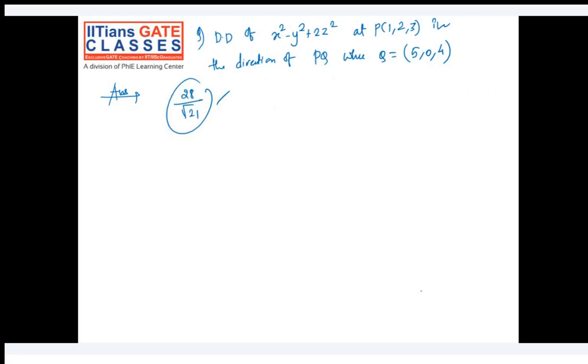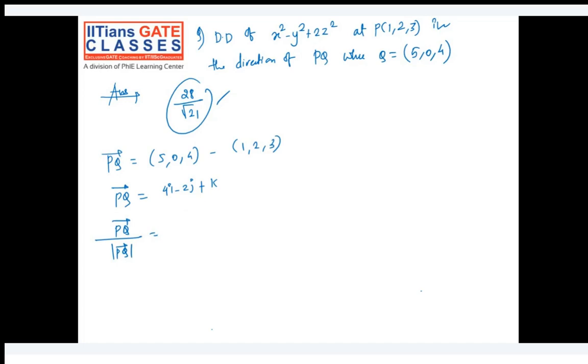Here the difference is they have given points P and Q, so indirectly they have given you the PQ bar. What is PQ bar? It's 5, 0, 4 minus 1, 2, 3, so it's basically 4i minus 2j plus k. This is your PQ bar. In this direction you have to find the directional derivative. The unit vector in this direction is PQ bar divided by mod of PQ bar.